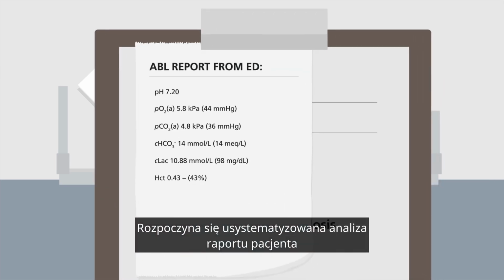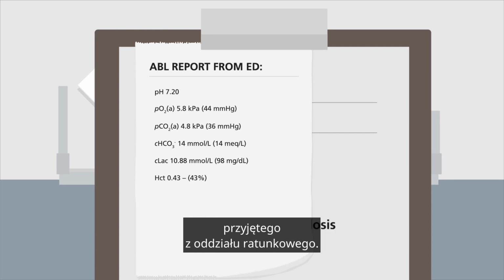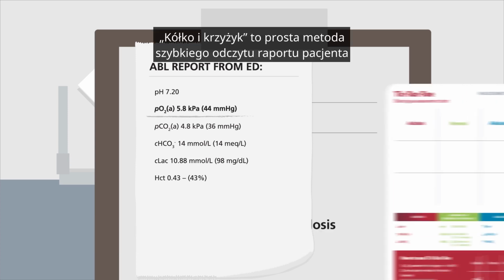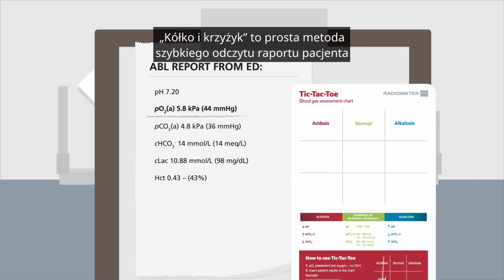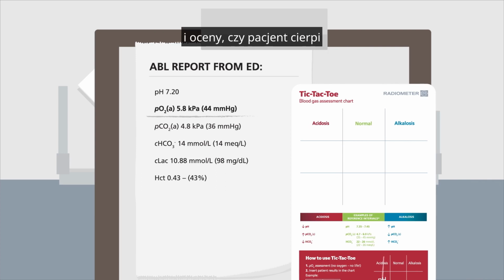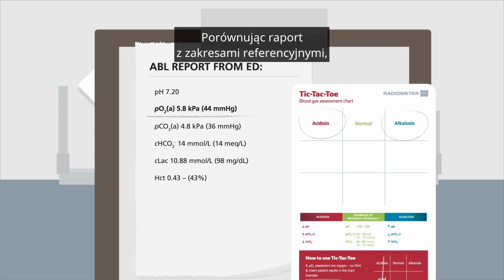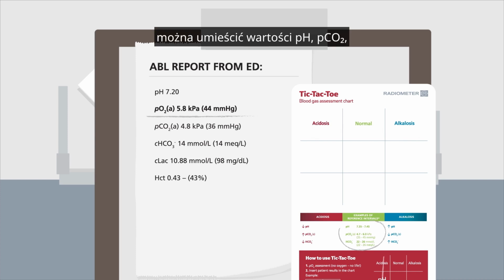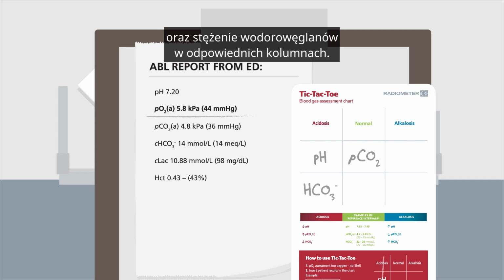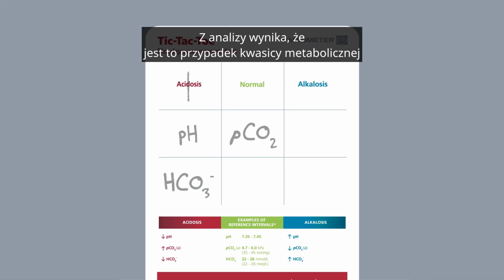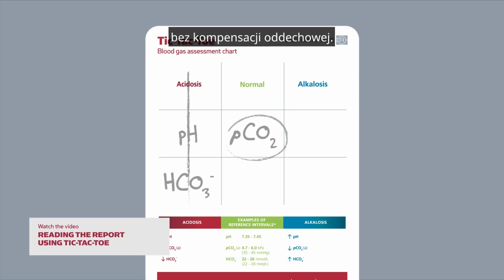You begin a structured analysis of the patient report that you've received from the emergency department. The first thing to remember is, of course, no oxygen equals no life. Tic-tac-toe is a simple method to read the patient report quickly and assess if a patient suffers from respiratory or metabolic acidosis or alkalosis. When comparing your report with the reference intervals, you are able to place pH, PCO2, and the concentration of bicarbonate in the corresponding columns. The analysis concludes that this is a case of metabolic acidosis without respiratory compensation.